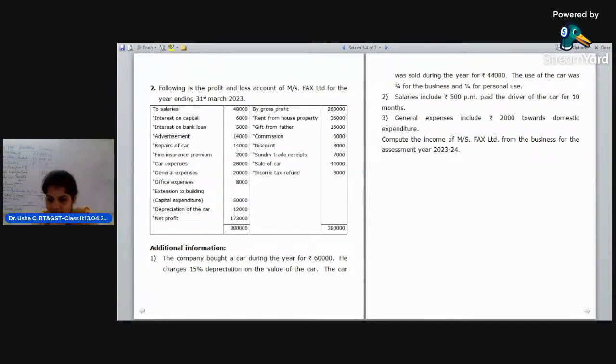Repair and maintenance is allowed. Repair and maintenance on the capital asset is not allowed. But any repair and maintenance on, like, building, etc. is also not allowed. But any repair and maintenance for the machinery is allowed. Okay, understood?